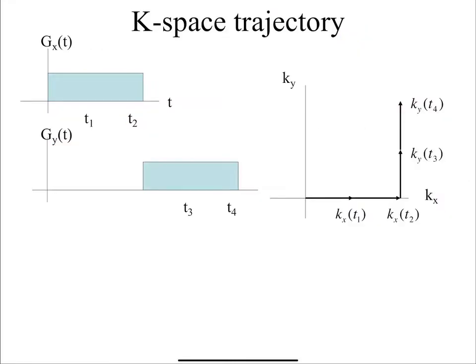Okay, so let's say we have a more complicated trajectory. There's two ways we can draw it. One, as we said, is a parametric plot. Here we have kx and ky along the two axes. As a function of time, we're moving out along the kx axis first and then along the ky axis. So that's one way you want to think about it.